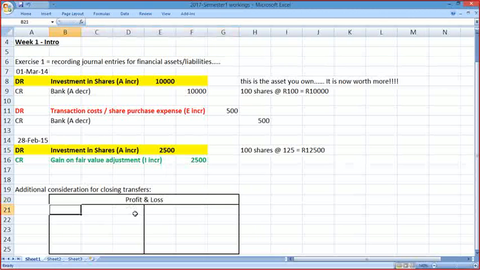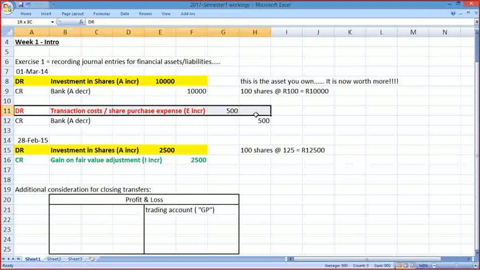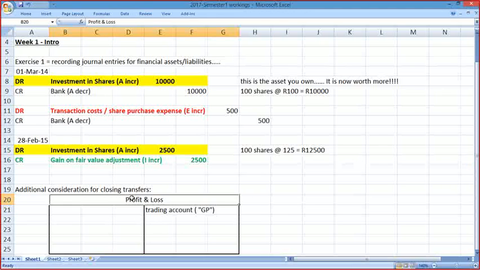Okay, and I'm recording those amounts in here. So obviously profit and loss would have a trading account reference, and that's the gross profit that would have come from the trading account. That's just a separate reference. Okay, there wasn't any sales and cost of sales in this question, so we can't record that here, but we can record these two. Okay, so if you remember from 1502, keep it simple.